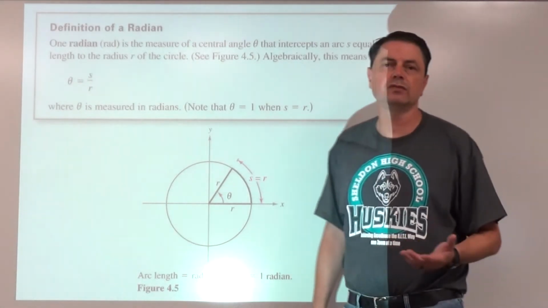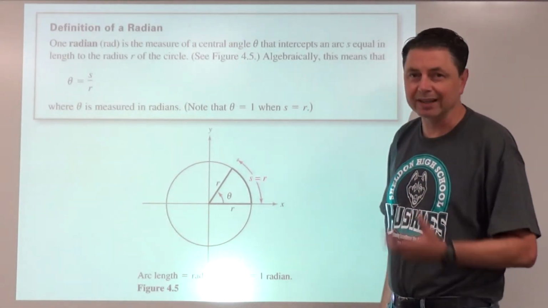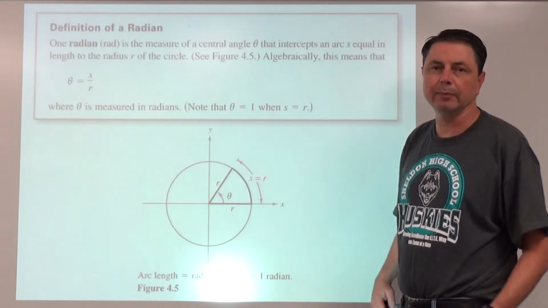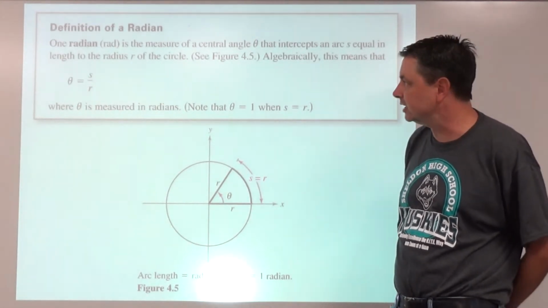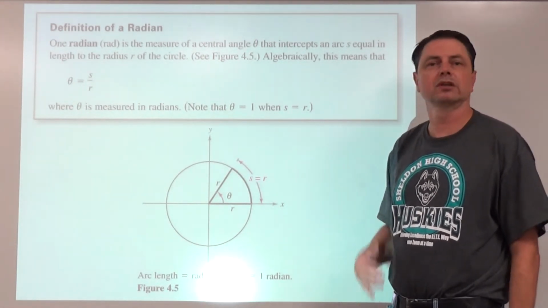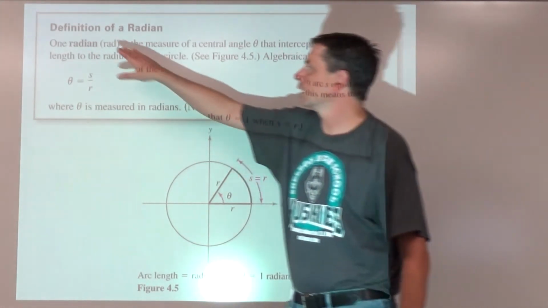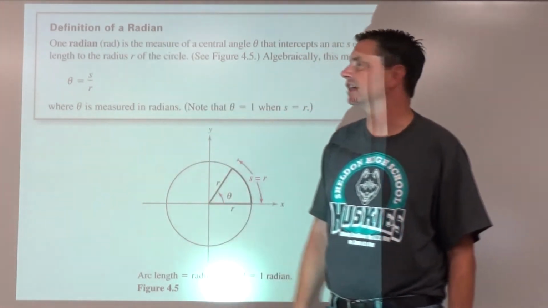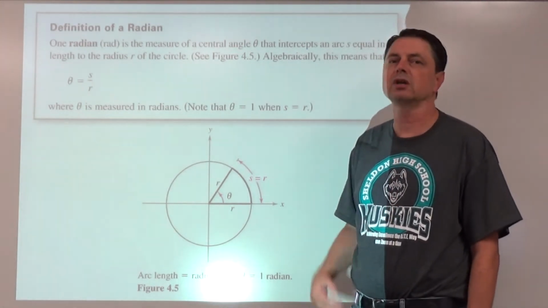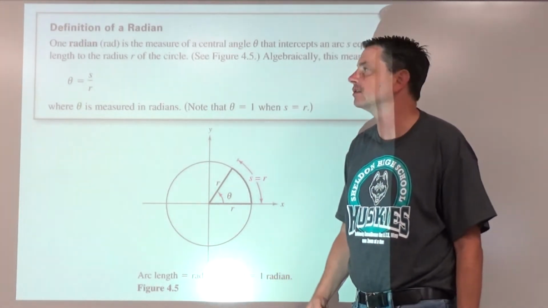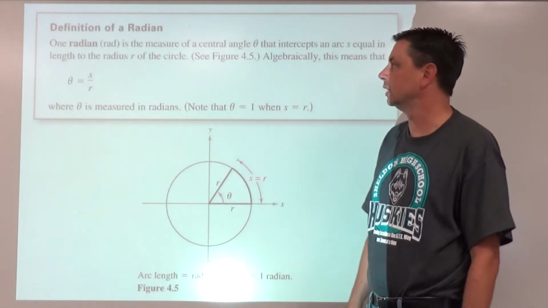And a lot of what you've done in geometry or Math 2 has been looking at measures of angles in terms of degrees, which is fine. We'll talk about degrees from time to time, but more likely we're going to look at measuring angles in terms of radians. And we'll talk about why that would be the case, why we need another angle measure.